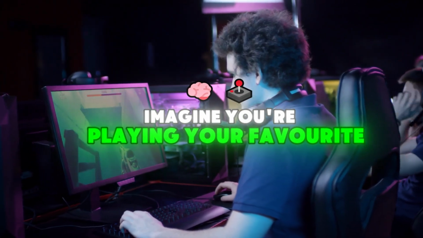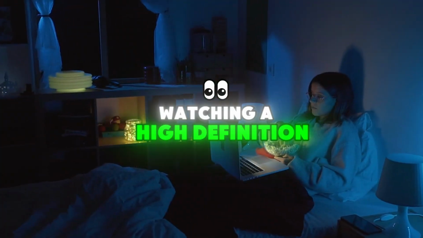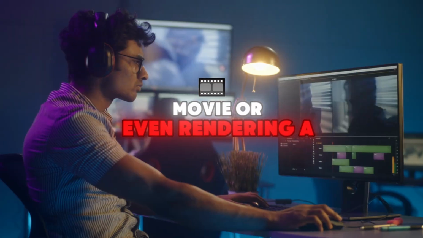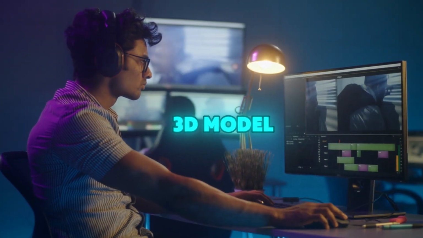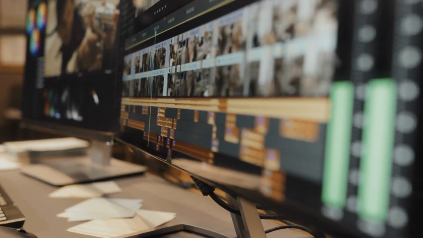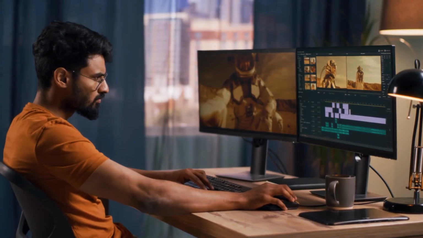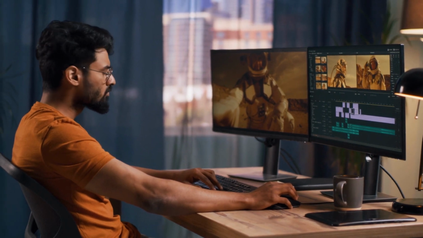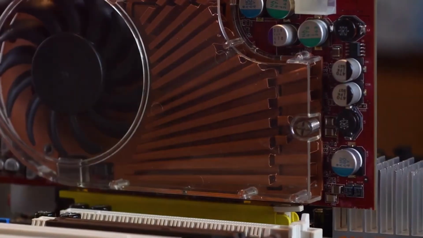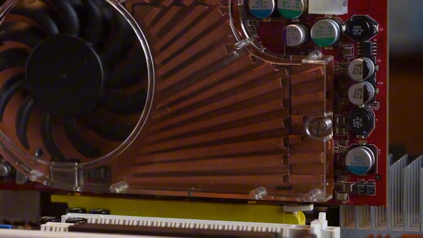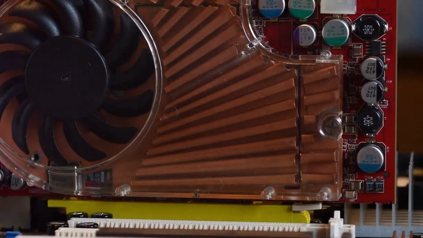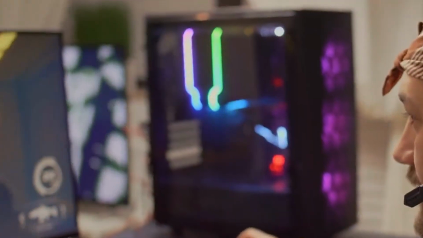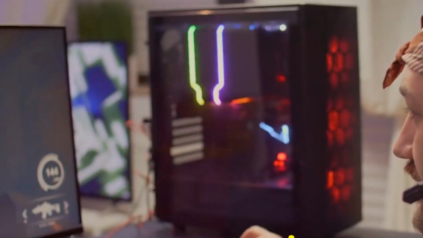Imagine you're playing your favorite video game, watching a high-definition movie, or even rendering a 3D model. The stunning visuals, intricate textures, smooth animations, how do all these elements come together in real time? The answer lies in a powerful piece of hardware that resides within your computer, the GPU, or Graphics Processing Unit.